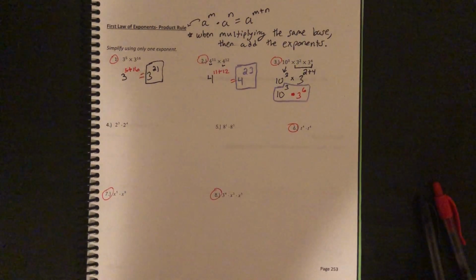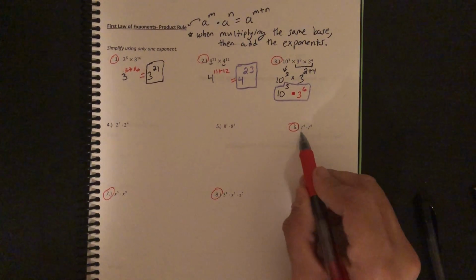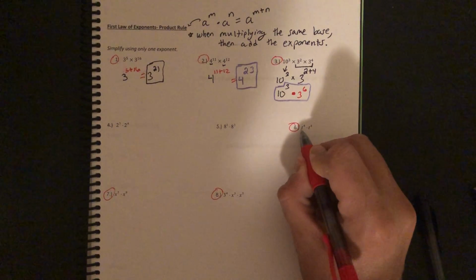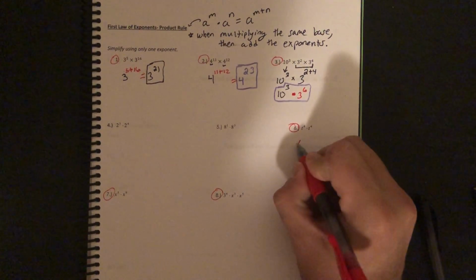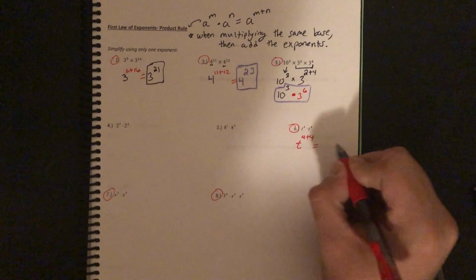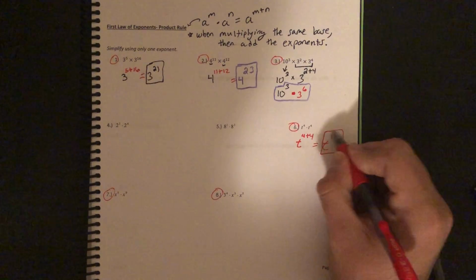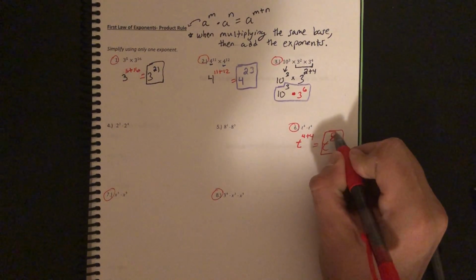This time I have letters, and you're going to see it's the same thing. My base is still the same, which is t. So all I do is add my exponents. Because I'm multiplying t to the power 4 times t to the power 4, I can just say t, and the exponents can be 4 plus 4, which is basically t to the power of 16. Or sorry, not 16. I don't know where I got that from. It should be 8. My bad.